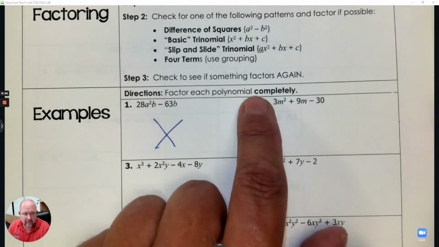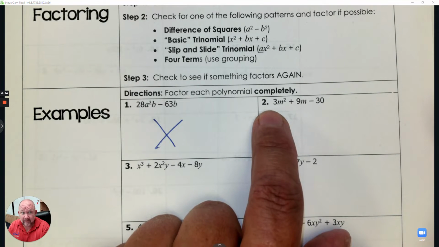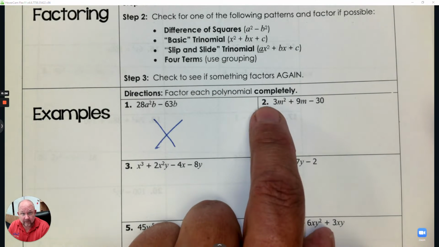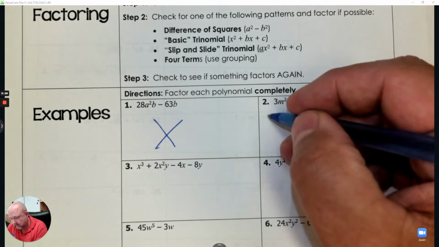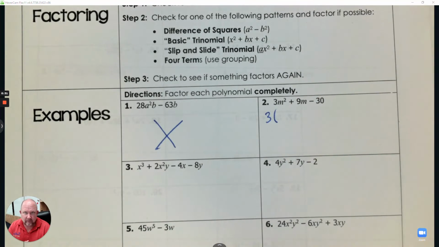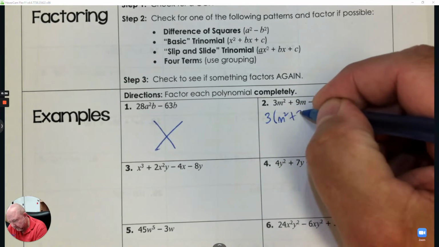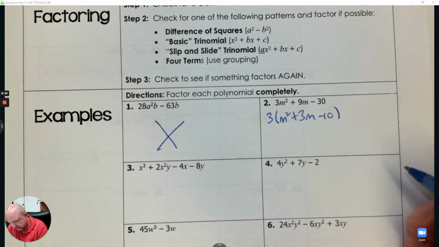But for number two, the first thing you should look for is, is there a greatest common factor? Is there a number that goes into 3, 9, and 30? And there is. It's 3. So we're going to factor out a 3 first. Then we're going to divide. And you have m squared plus 3m take away 10.